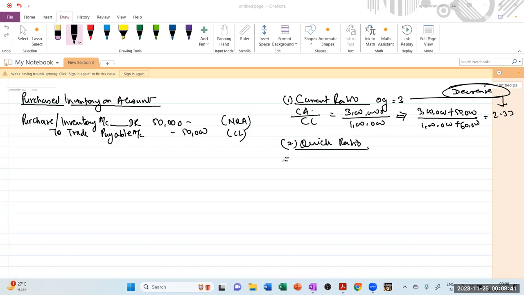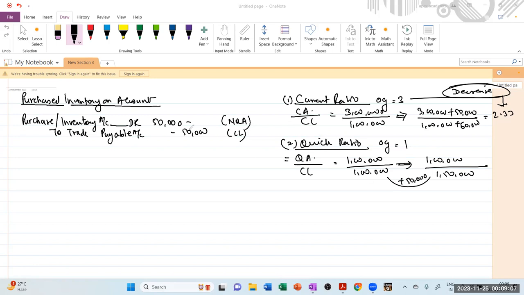Quick ratio. What is quick ratio? Quick assets upon current liabilities. What is your original ratio? 1. So can I say that, for example, this is 1 lakh upon 1 lakh. But now what is happening? 1 lakh stays 1 lakh, but now this becomes 1,50,000, correct? Because your trade payables have increased. So now this becomes 100 divided by 150. What is your answer? 0.67. What is the answer for this? There is a decrease. The third one.